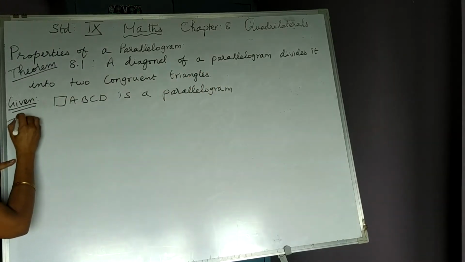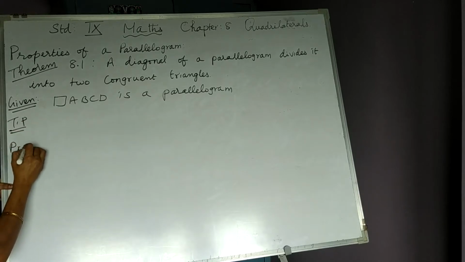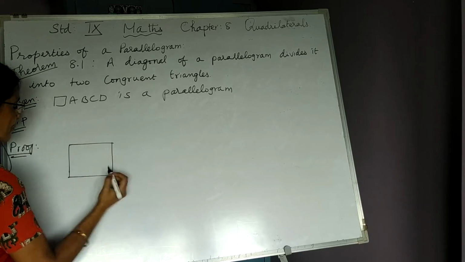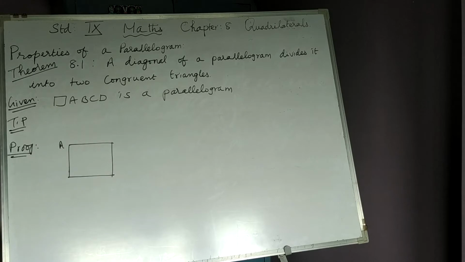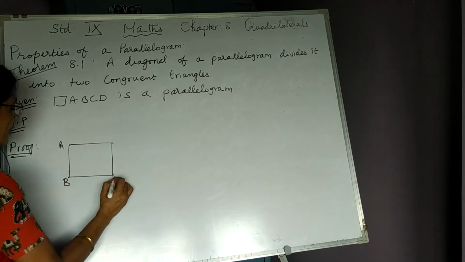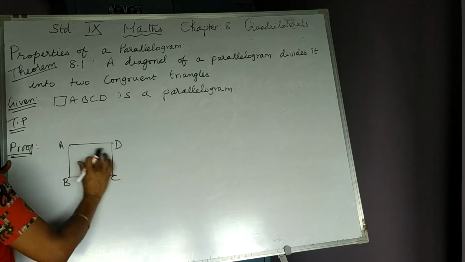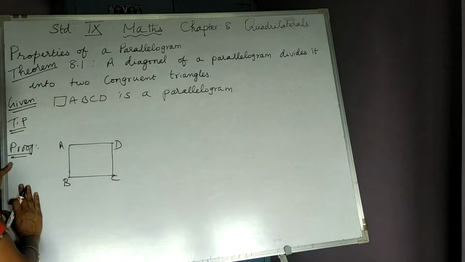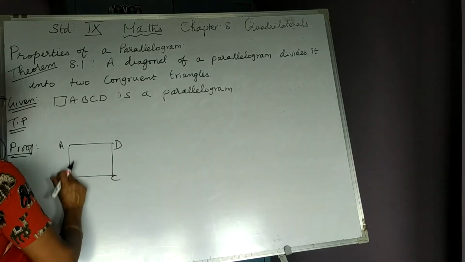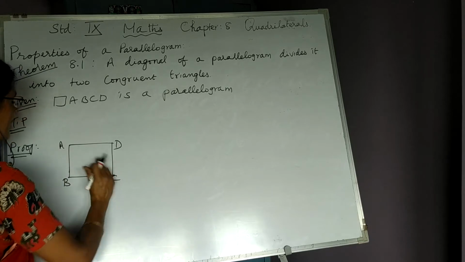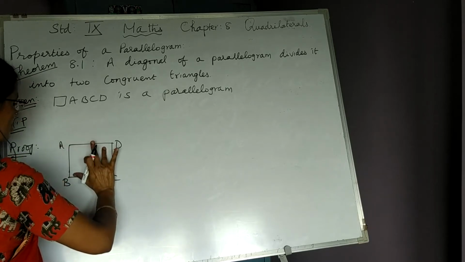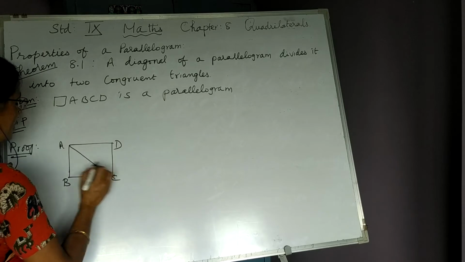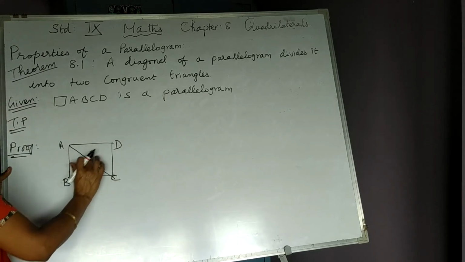To prove is, before we write to prove, let us draw the figure. It is easy to complete the to prove part. I take quadrilateral ABCD. So this is a parallelogram. ABCD is a parallelogram, given. We can draw any one diagonal. It can be the AC diagonal, which divides the parallelogram into two triangles, or we can draw a diagonal BD, any one diagonal. I take the diagonal AC.